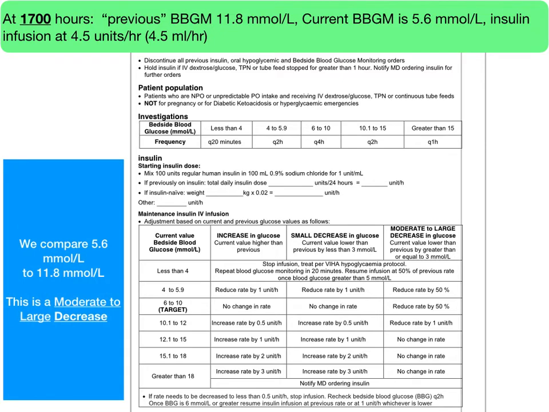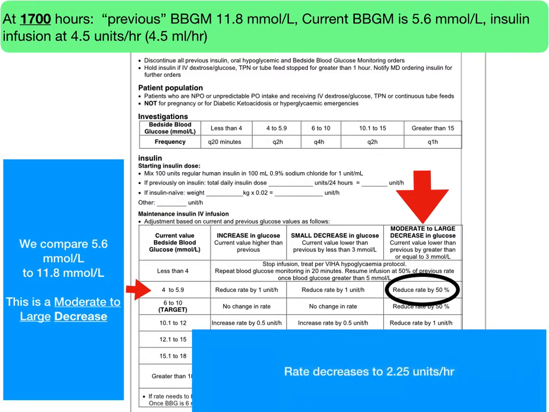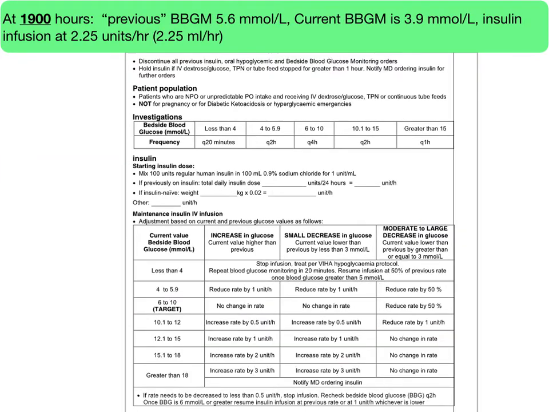At 1700 hours, the previous BGM was 11.8, but now the current one is 5.6. When we compare the numbers, we recognize that this is a moderate to large decrease, and that 5.6, when we line it up on the table, says to reduce the rate by 50%. So in this scenario, the rate would decrease to 2.25 units per hour. The current BGM is 5.6, which indicates that we're going to have to recheck the blood glucose again in 2 hours.